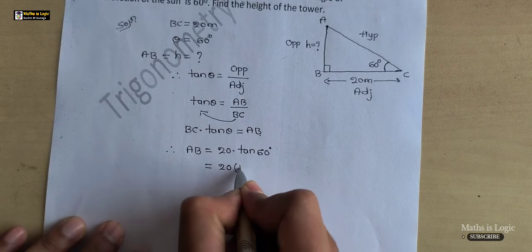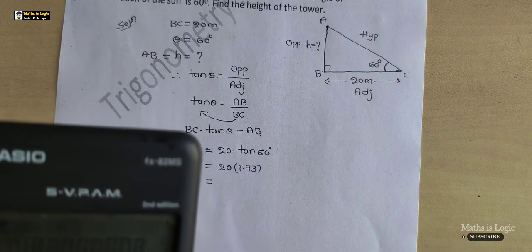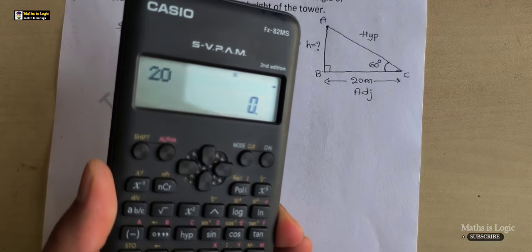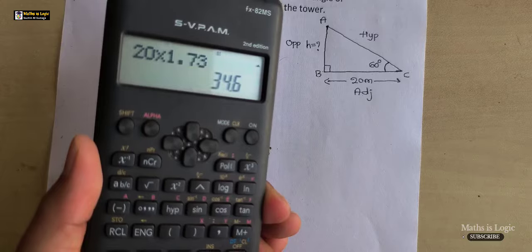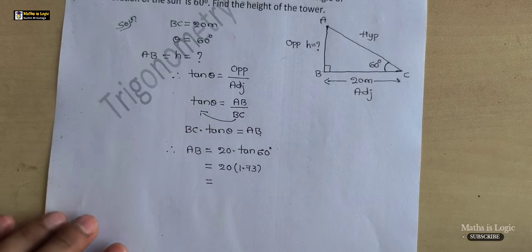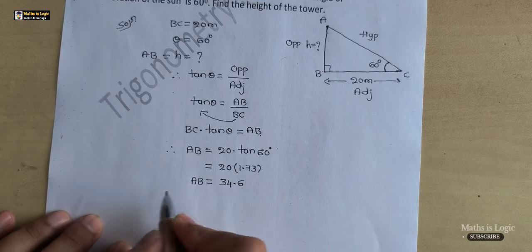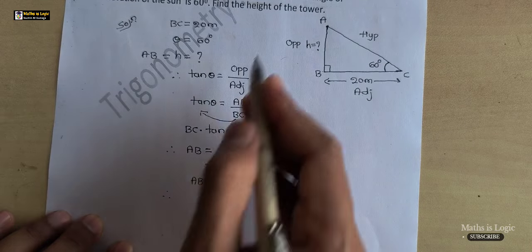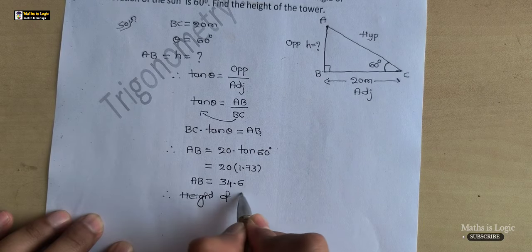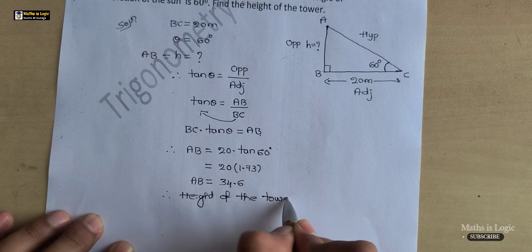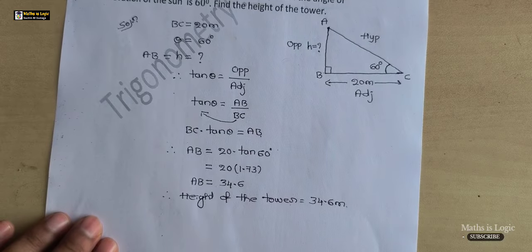So, into 1.73, which equals, now multiply 20 into 1.73. So what is the answer? 34.6. This is nothing but AB. Therefore write: height of the tower is 34.6 meters. That is the answer.